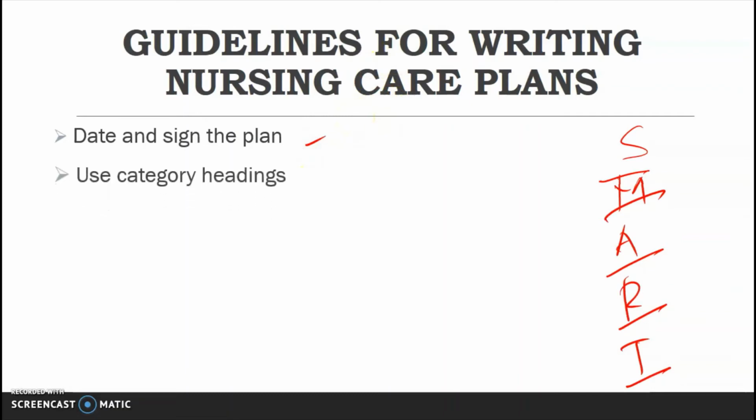Okay, use category headings, kung kailangan meron tayo noong problem, nursing diagnosis, sa taas. Later on we have a table for that. Then we also have your goals and desired outcomes, the nursing interventions. If you are a student, we have to have your rationale, and the last one is your evaluation.